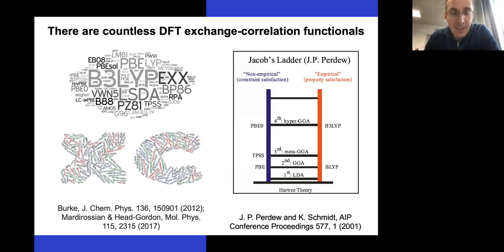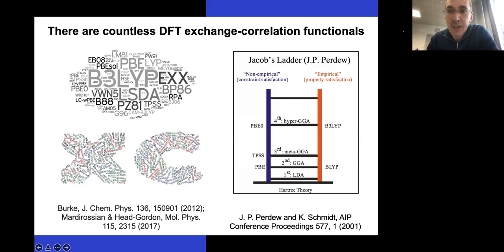In the gas phase, I will show a few examples where our understanding of the performance of exchange correlation functionals is now well established. Whereas in the condensed phase, one of the main points I will make is that we do not have such a good understanding.